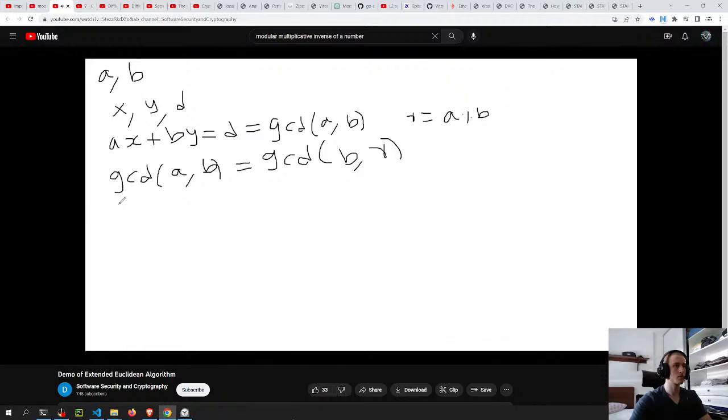We have seen this. Now, let's assume magically we found x1 and y1, which satisfy this property: b times x1 plus r times y1 is equal to d. Remember, GCD of a, b is the same as GCD of b, r. So this must be d. Suppose we found this. How can we now use this to solve the original problem? The original problem is dealing with a and b.